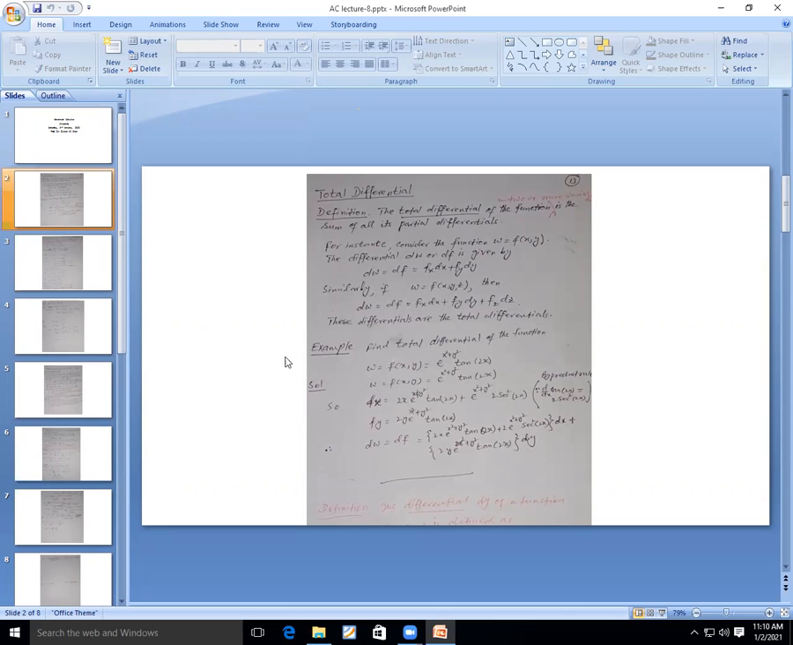The concept will be clear from this example. What does this total differential mean? It's a simple concept. Find the total differential of the function w is equal to f of x, y. It is clear from here that w is a function in two variables, x, y, or you can say f is a function in two variables, x and y, defined as e power x square plus y square tangent 2x. Your function is in two variables.